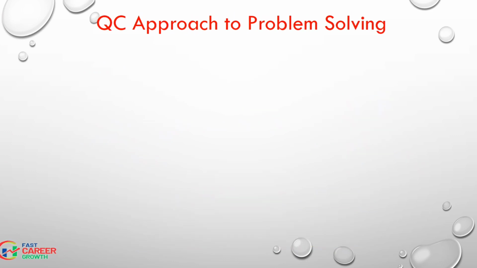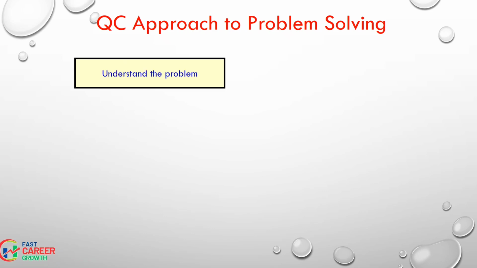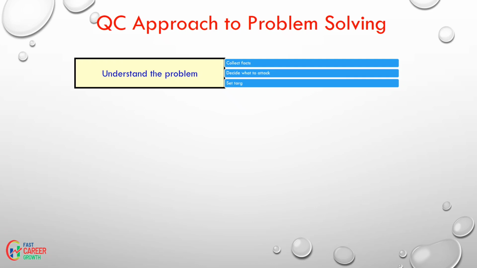Next is the QC approach to problem solving. The QC approach to problem solving is to reach improvement, which is not the practice in Indian manufacturing industries. There are 6 steps to reach improvement. First step is to understand the problem. In this step, facts are collected, and based on fact, what to attack is decided. If it is a theme-based or project-based activity, the target is set in the initial stage based on requirement.